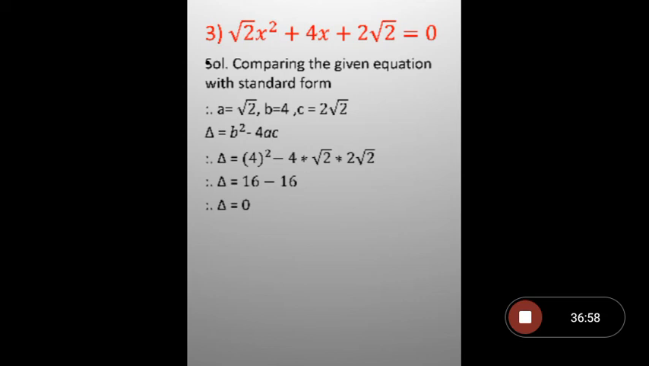Delta is equal to b square minus 4ac. We have to find the value of discriminant. Putting the values of a, b, c in this formula, delta equals 4 square minus 4 into root 2 into 2 root 2. Therefore, delta is equal to square of 4 is 16, and 4 into 2 is 8, and root 2 into root 2 is 2. So 8 twos are 16. That means delta is equal to 16 minus 16. Therefore, the value of delta is 0. This much we have to find in question number 2.